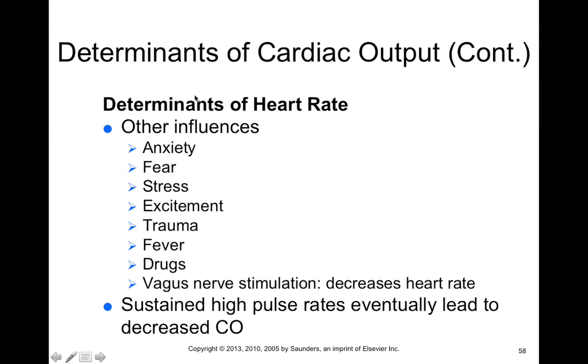So there are other determinants of heart rate, things like anxiety, fear, stress, excitement, trauma, fever, drugs, or vagus nerve stimulation. And these are all things to consider while you're doing clinical assessments, because if someone's heart rate and blood pressure appear to be really high, these are all confounding situational variables that could give you false data or data that isn't indicative of the state of that person outside of that particular circumstance.